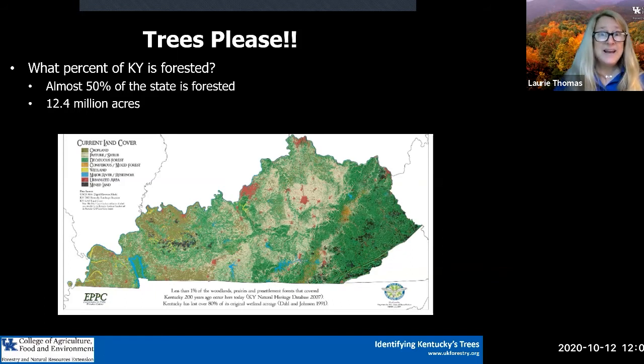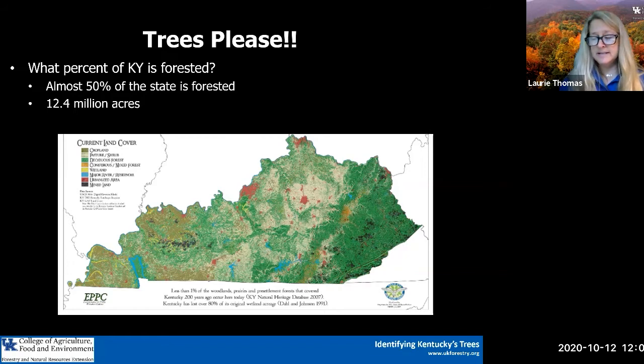So about 80% of our forest land is privately owned. Learning about and understanding trees, how to protect them and how to manage them sustainably, is very important, which is part of our mission in the Department of Forestry and Natural Resources.